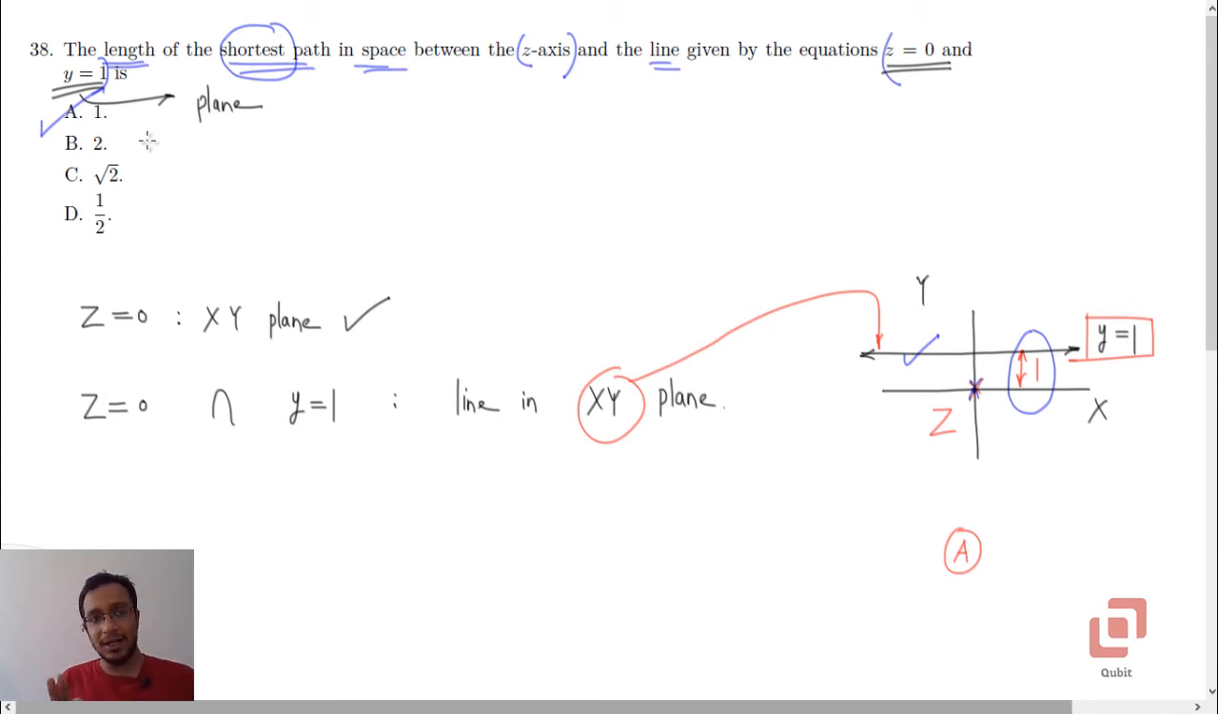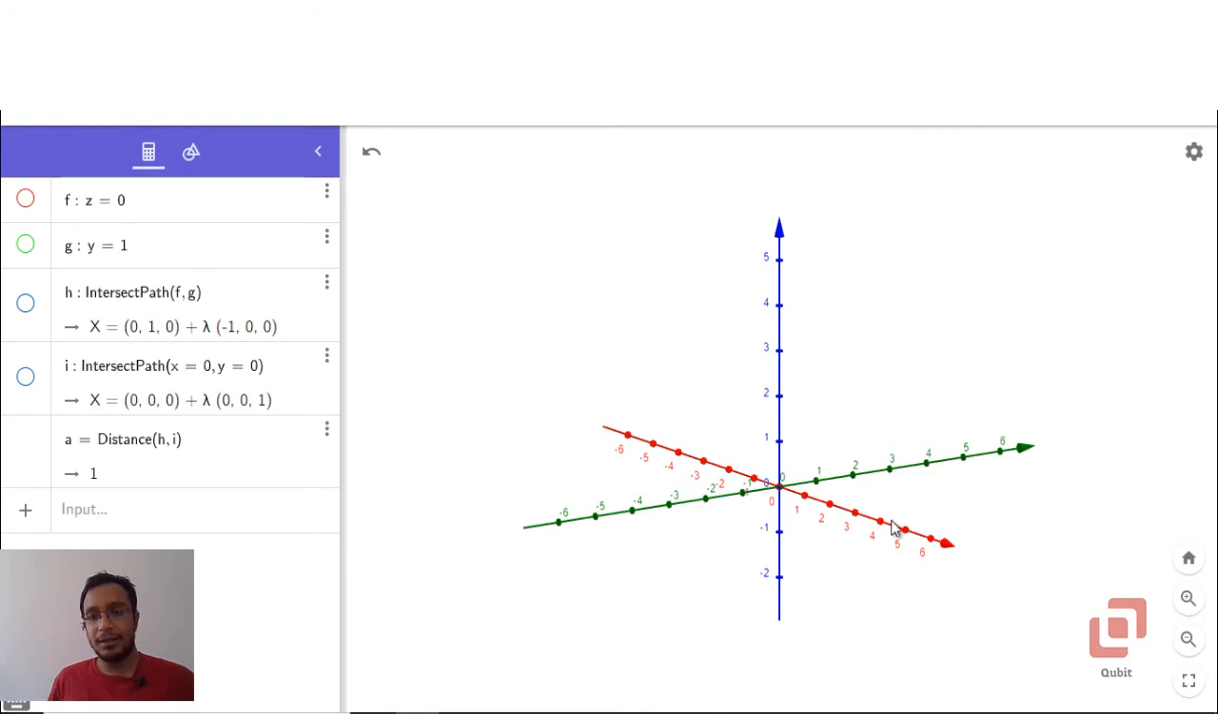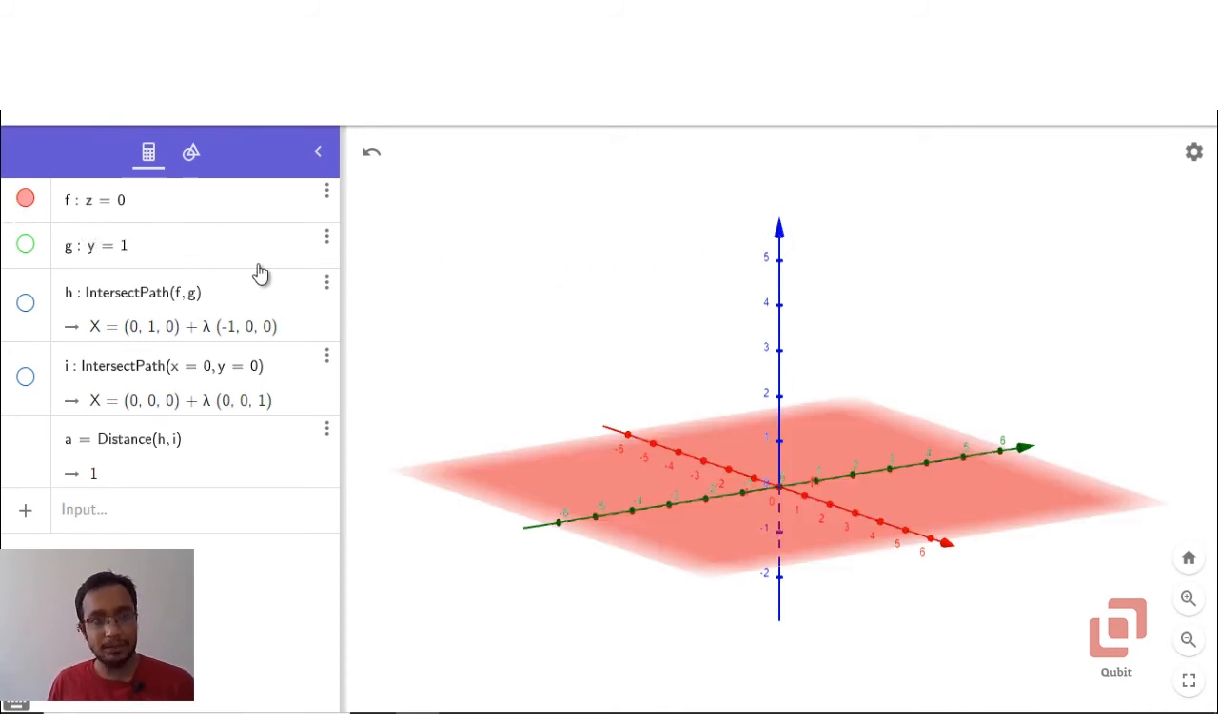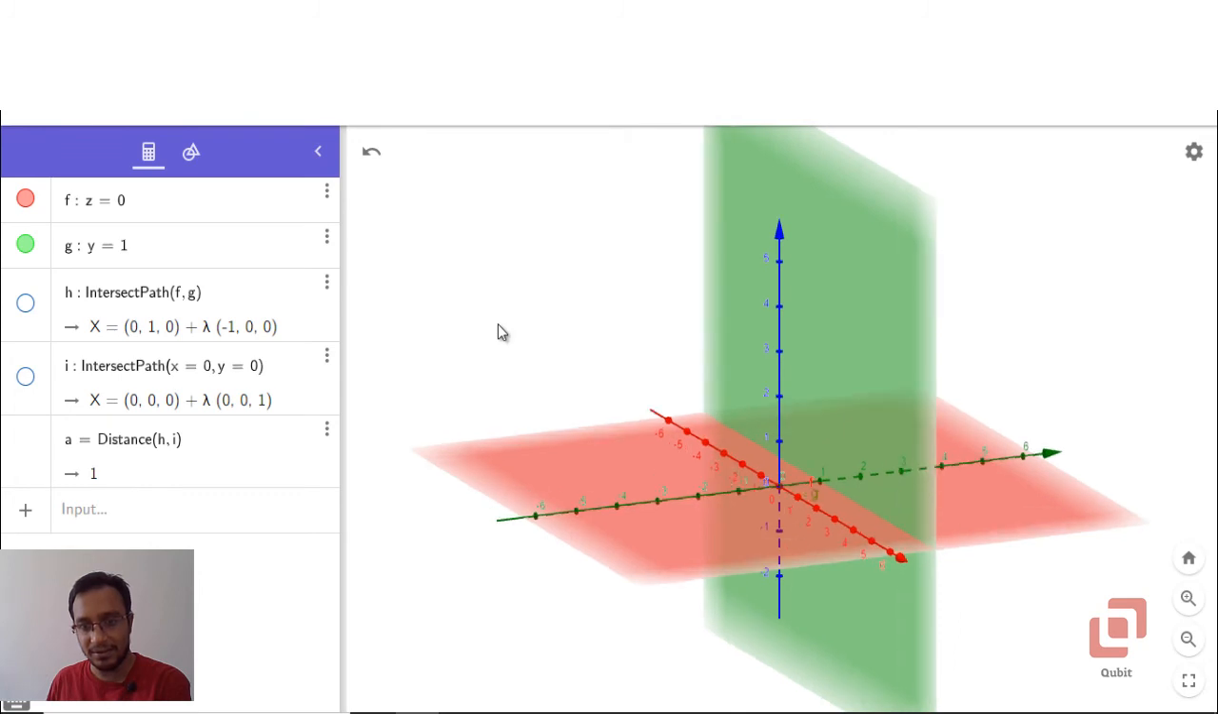Now let us see how things look in 3 dimensions. So this is our 3D calculator. The red line is the x-axis, the green line is the y-axis, and the blue line is the z-axis. The arrows indicate the positive directions. First, let me plot the xy plane z equal to 0, which you can see here in the red color. And now I'm going to plot the plane y equal to 1, which will be parallel to the xz plane and passes through the point 0, 1, 0 on the y-axis.